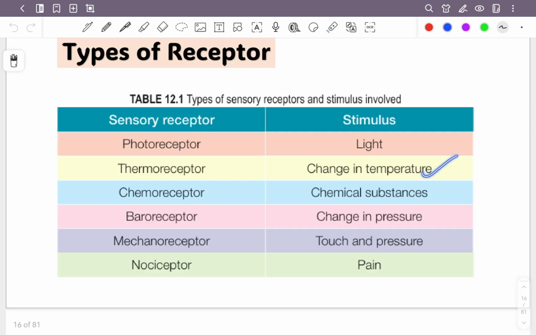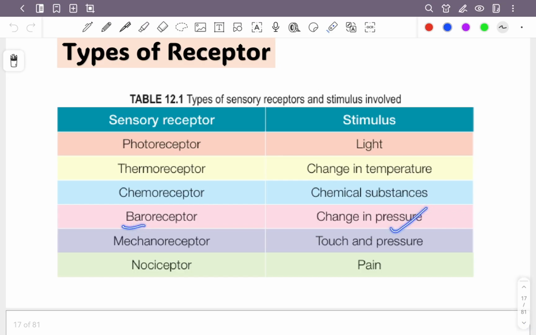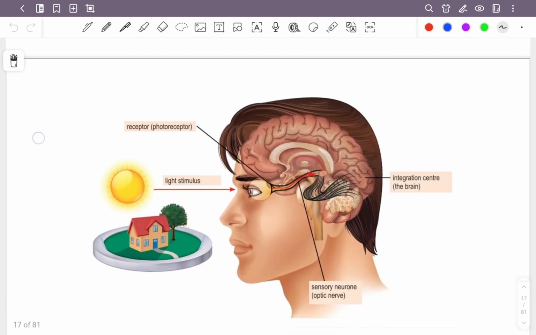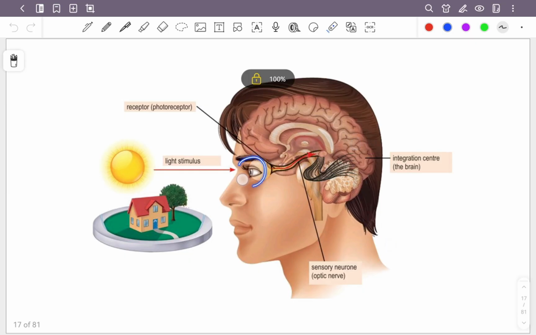So it's about temperature. Chemo is chemistry or chemical substances. Baro is change in pressure. You have barometer, right? The one that measures the pressure. And mechanoreceptor, touch and pressure. Nociceptor, pain. Okay, so you just look at the words in front of the word receptor. So this is an example. Now your eyes, just now we have many examples of eyes seeing something, right? So it is actually photoreceptor. The type of receptor of eyes is photoreceptor because it detects the light stimulus. Understand?